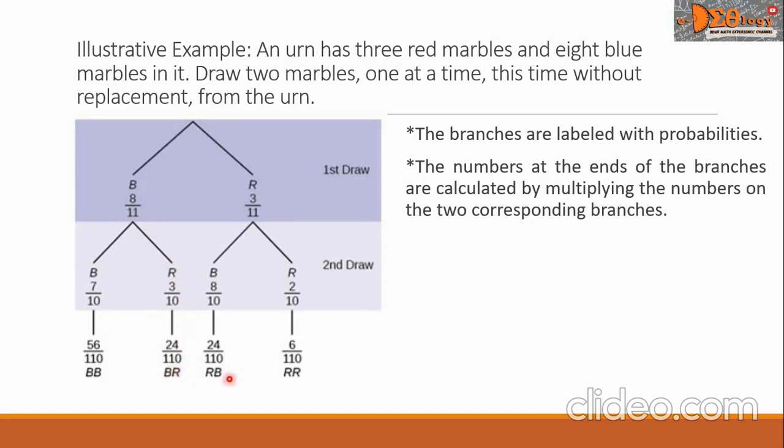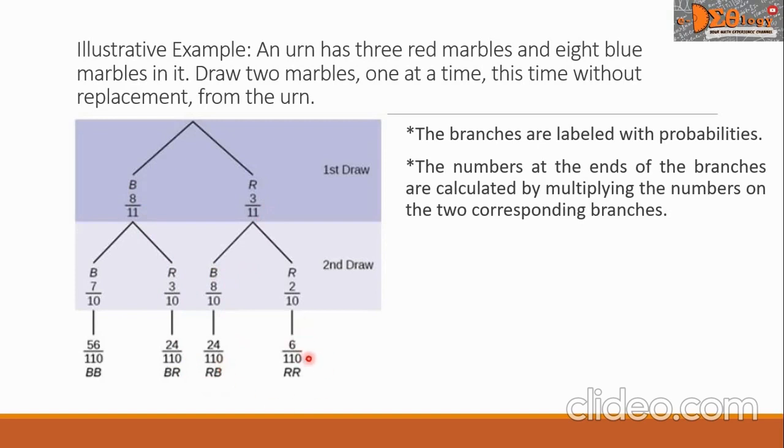Another probability is 24 over 110 for RB. RB means the first marble is red, the second marble is blue. 24 over 110 comes from the product of this 8 over 10 times 3 over 11. That is 3 times 8 is 24, and 10 times 11 is 110.